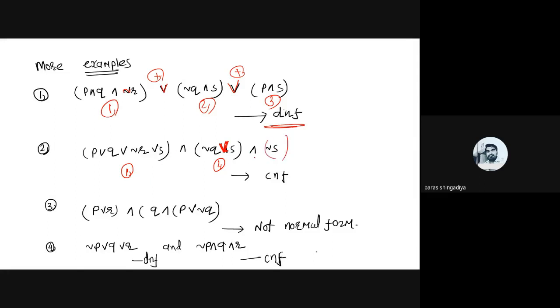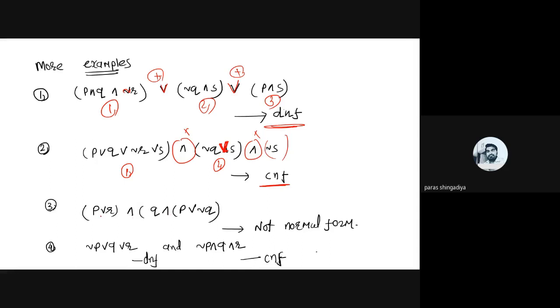So it is known as a product of elementary sum. Product of elementary sum. This notation is for the product. So it is the product of elementary sum, and it is called the conjunctive normal form, that is called a CNF.